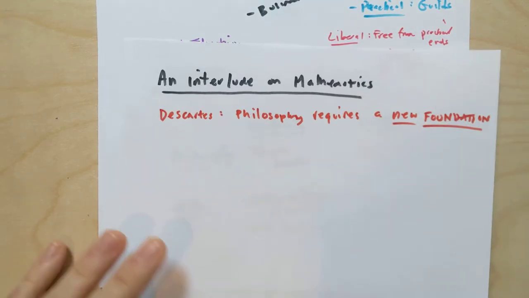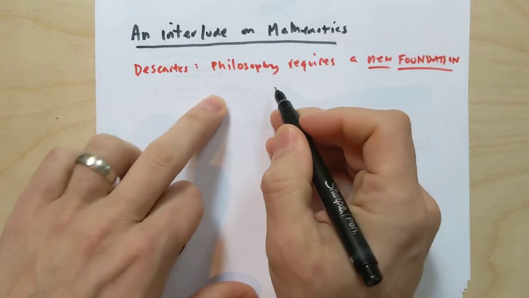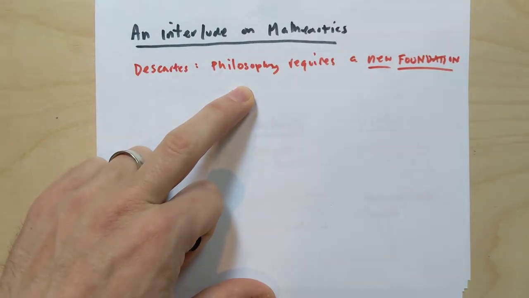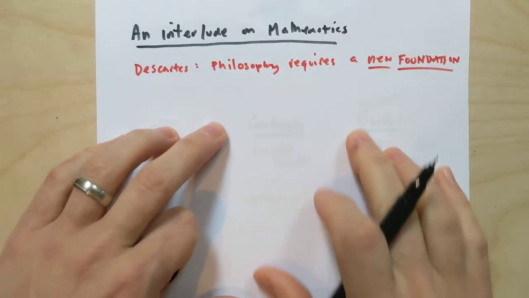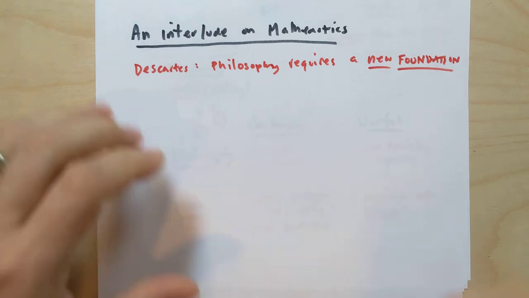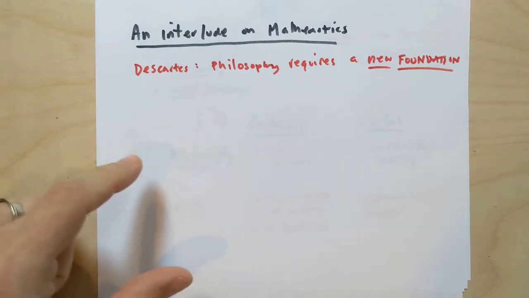And the key connection here is that for Descartes, in particular with the idea of foundation, Descartes is ultimately going to say that philosophy requires a new foundation in order for philosophy to really be philosophy, in order to have its certainty and its usefulness, right? And so let's take a brief interlude into mathematics, right?